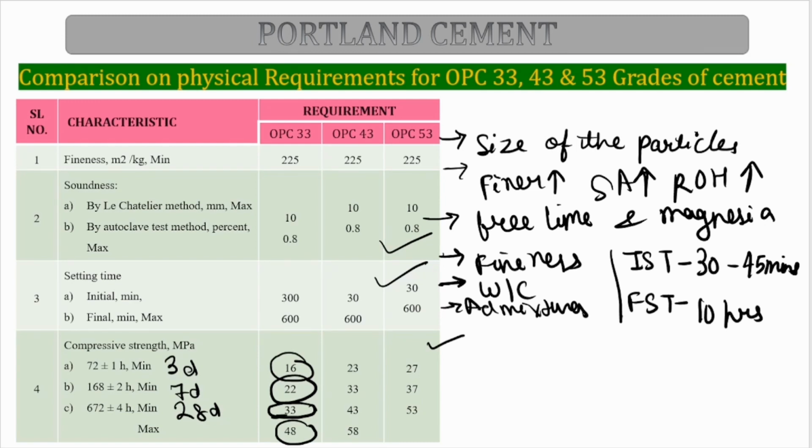Similarly, for OPC 43 grade, after 3 days, we get 23 MPa. After 7 days, we get 33 MPa. After 28 days, it is 43 MPa and a maximum of 58 MPa. And that is why this is called OPC 43 grade. And this goes the same with the OPC 53 grade. After 3 days, we get a strength of 27 MPa, after 7 days it is 37 MPa, and after 28 days it is 53 MPa.